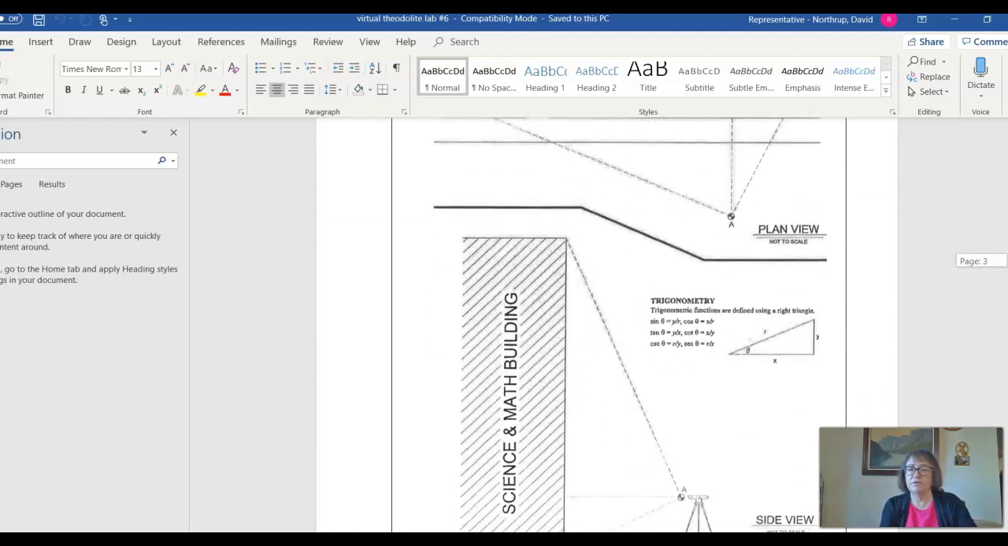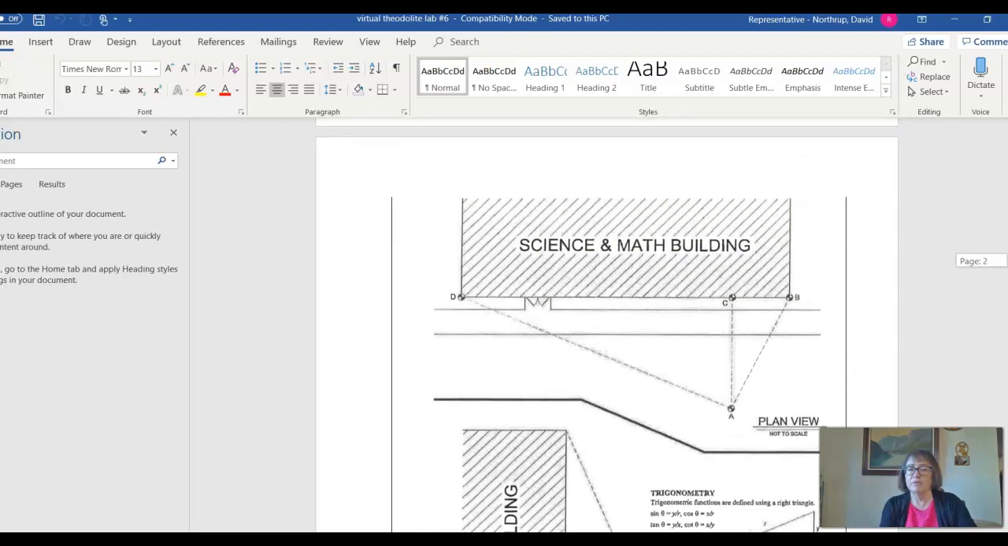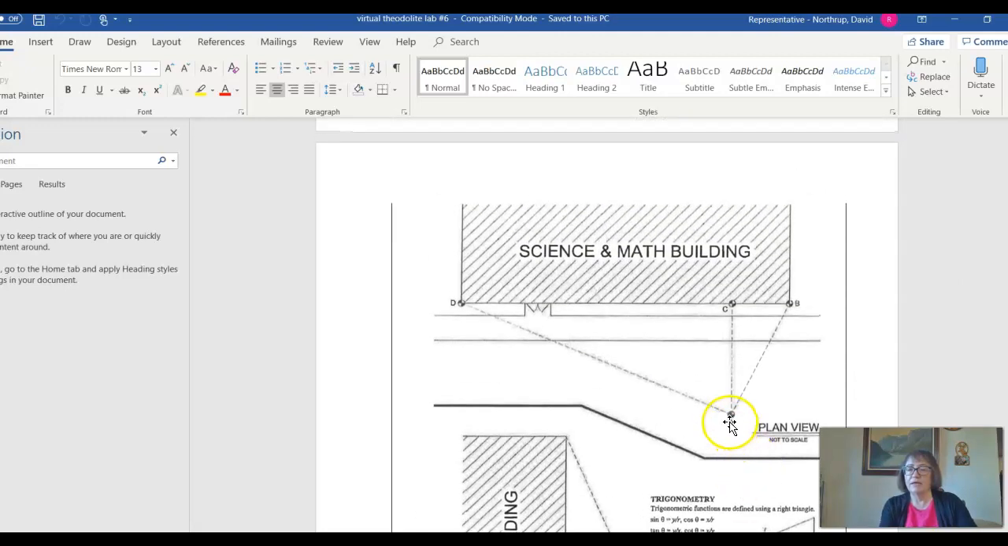I have a plan view and a side view of the science and math building. So basically, point A right here is where the theodolite would be set up in order to take angles. Now, as you'll learn, a theodolite does not take distances at all. So to get this distance from A to C, from the point where we set up the theodolite to the science and math building, you would use a steel tape at this point.